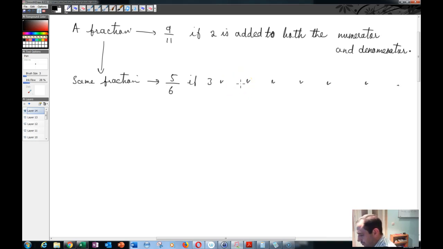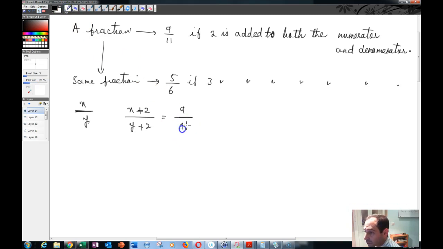Okay, so now in order to solve this problem, if you take your fraction as, for example, x to y, then x to y is of course your fraction, with some numerator and some denominator. You know that if 2 is added to both the numerator and the denominator, meaning that if you have x plus 2 over y plus 2, your fraction becomes 9 to 11.